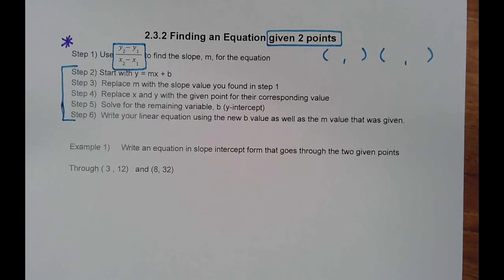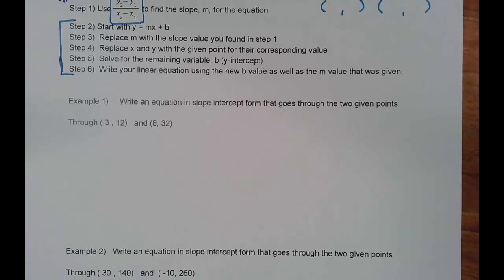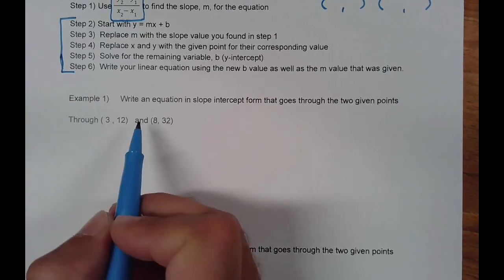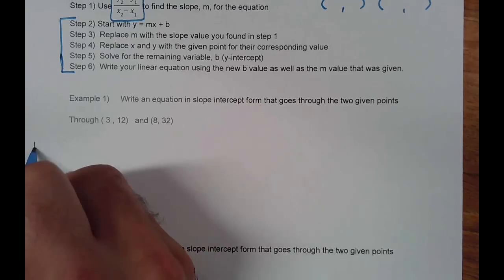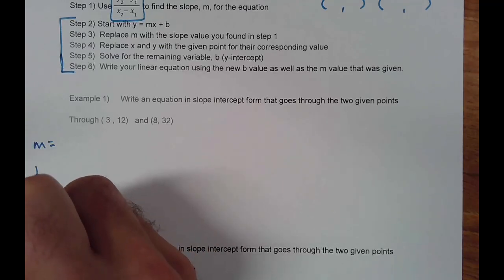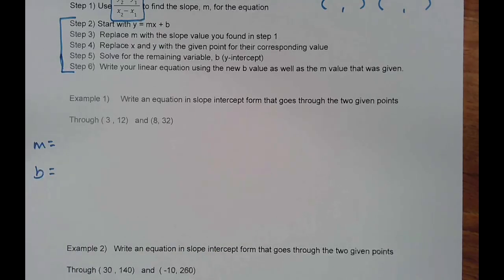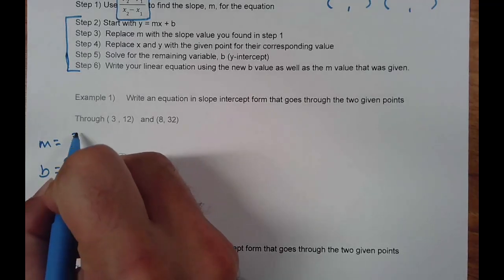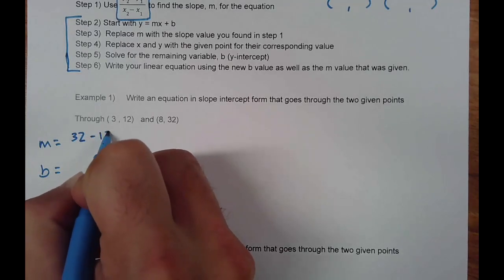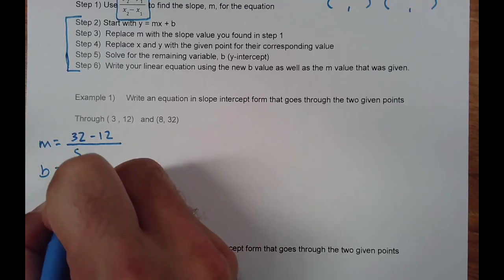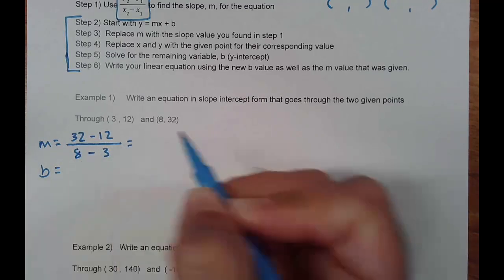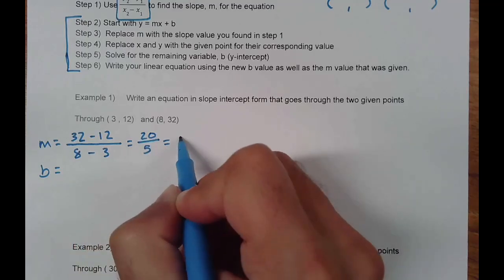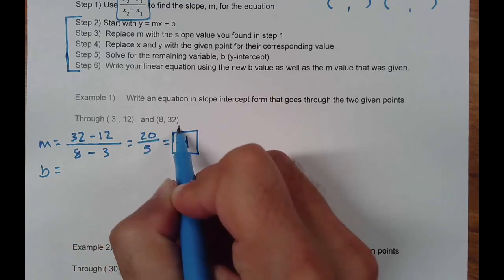So let's go ahead and look at example 1. Write an equation in slope-intercept form that goes through the 2 given points. I'm going to start here, and the first thing I know is I need m and I need b. I don't have m, so I'm going to find it myself. I'm going to do the change in y divided by the change in x. That's going to leave me with 20 over 5, which is 4. This is the m value.